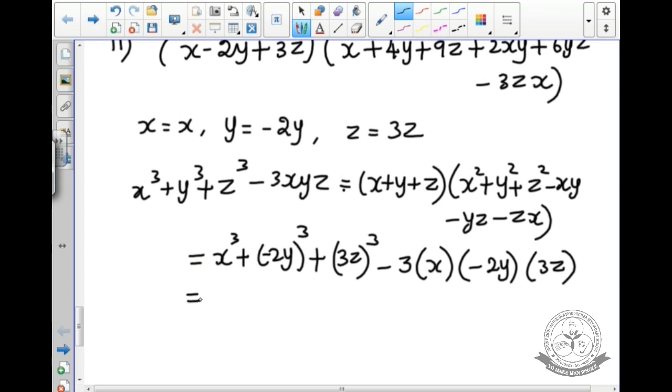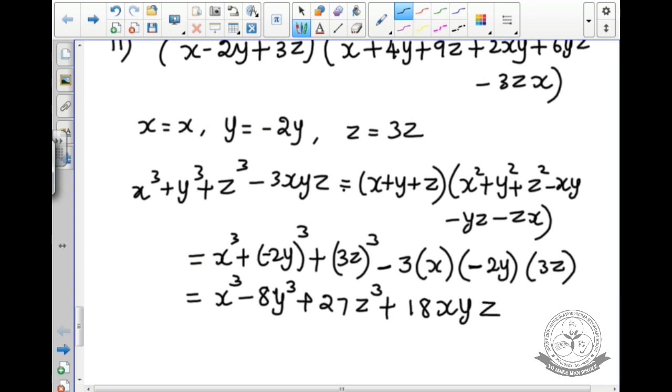So you can apply, it is equal to x cube. Here minus 2y, already I told you it is an odd power, so we get the negative number. So minus 2 into minus 2 into minus 2, you will get minus 8y cube plus 27z cube. Here already we have a minus, then here also minus, so minus into minus is plus. You can multiply the numbers. What do you get? 3 2s are 6, 6 3s are 18. 18xyz. So that's all.